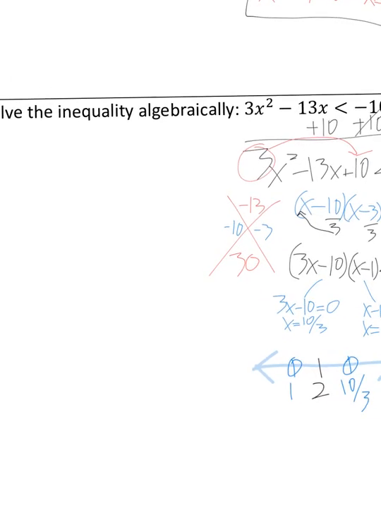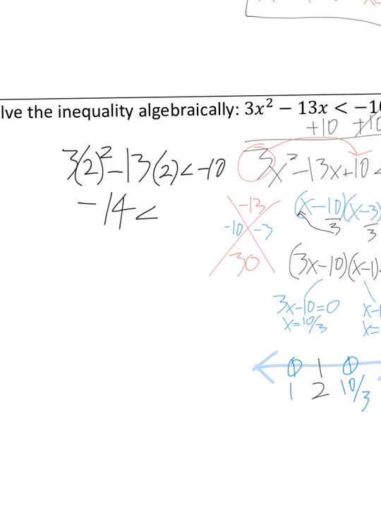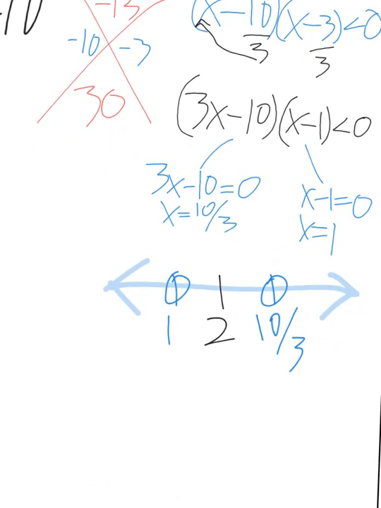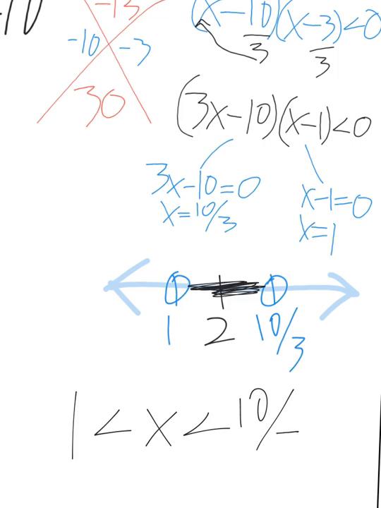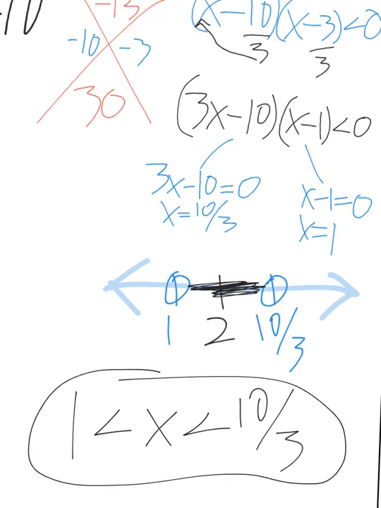So it's 3x squared, so 3 times 2 squared minus 13 times 2, is that less than negative 10? This ends up saying negative 14 less than negative 10. Is that a true statement? Yes, it is. Because that's true, I go back to my number line and I just shade in the middle. Because you shade in the middle, you have 1 is less than x, less than 10 over 3. Basically x goes in between the two numbers.